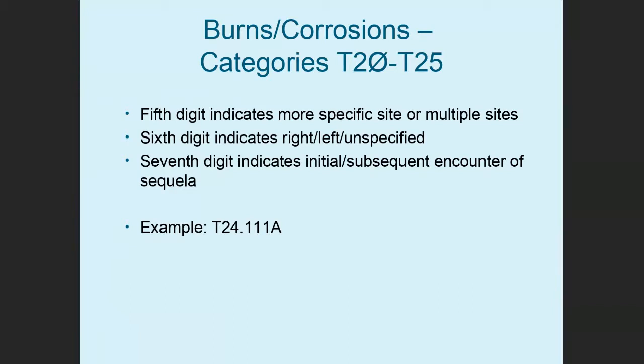So let's look at T24, burns and corrosions of lower limb except ankle and foot. The 4th character 1 indicates it's a burn, not a corrosion, and that it is first degree. The 5th character indicates this is in the thigh. The 6th character indicates right thigh. And the 7th character indicates this is the initial encounter. So there's a lot of information in this code.